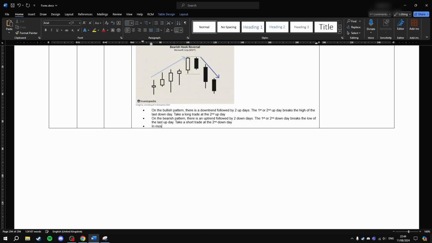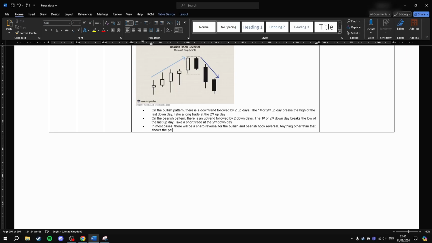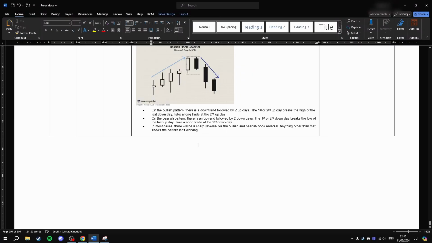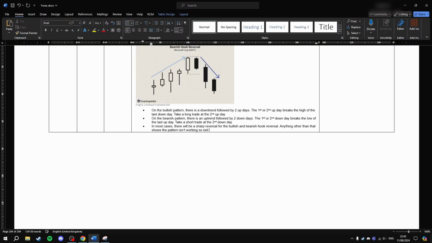So in most cases, there will be a sharp reversal for the bullish and bearish hook reversal. Anything to the contrary indicates that the pattern isn't working, so exit immediately.